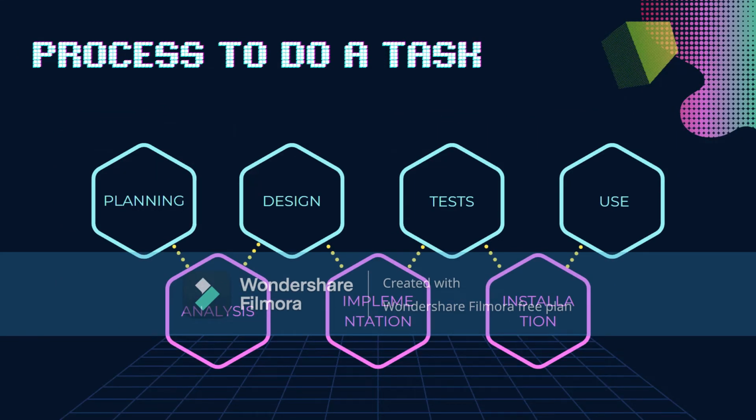Process to do a task. The first one is the planning. Before you start, you need to plan. Analysis. You have to figure out what exactly the software has to do. Therefore, the analysis stage in the software life cycle corresponds to the process through which we try to discover what is really needed.